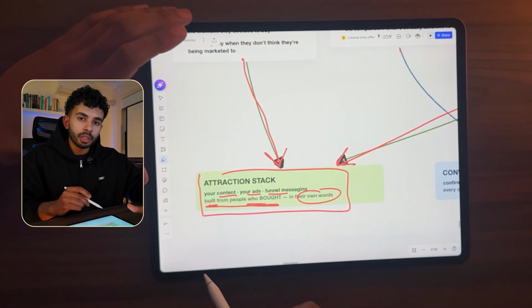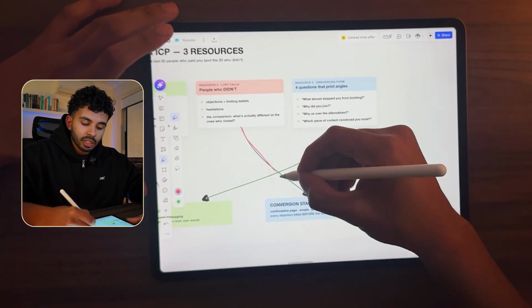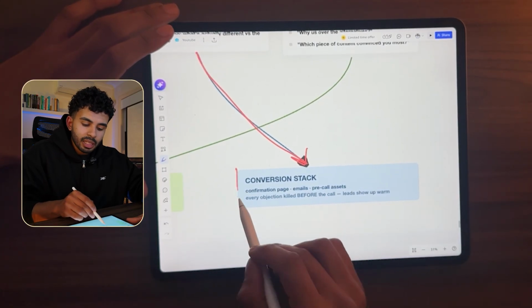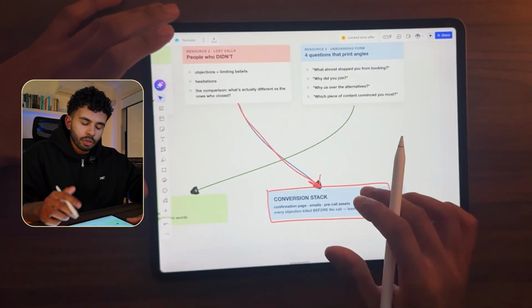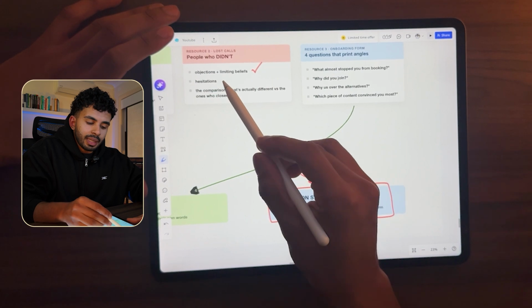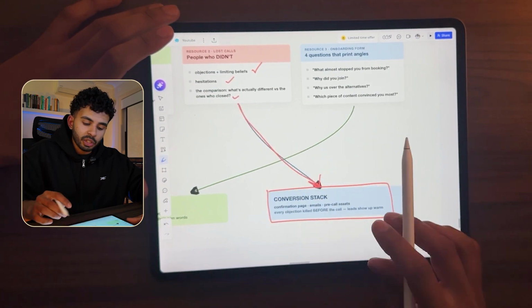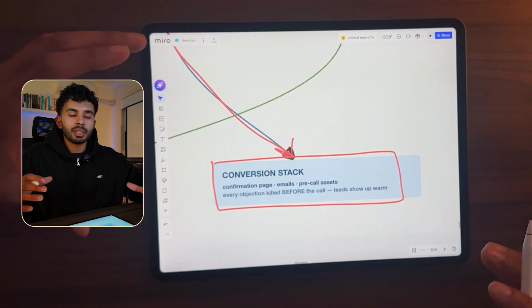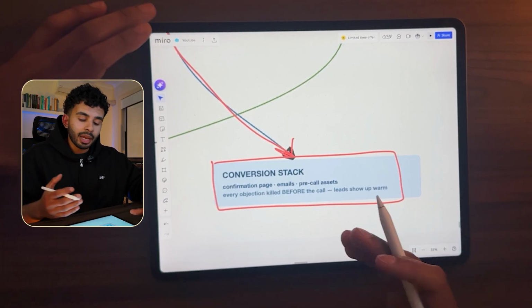And then you're going to take the analysis from the sales call transcripts of the people that didn't close, and this is going to form your conversion stack. So based on their objections, their limiting beliefs, their hesitations, that is what is going to determine your pre-call assets, which is the assets that someone gets prior to the call with you.